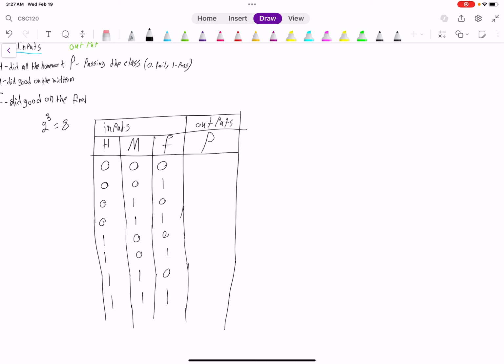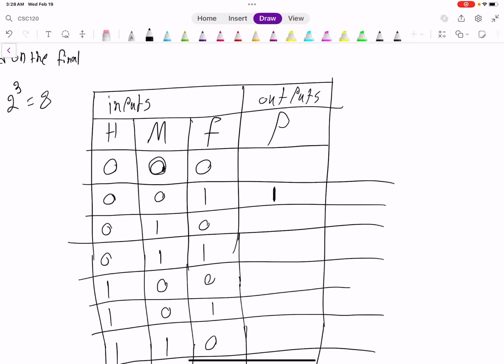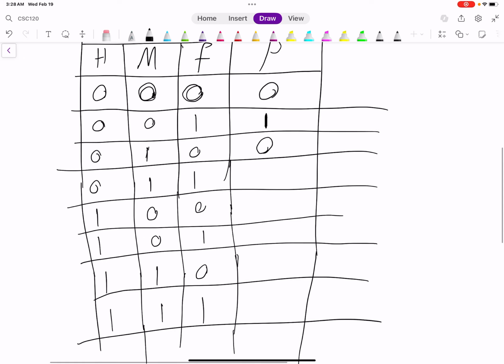So that being said, we know that if Jude passes the final exam just by itself, he's going to pass the class. So I'm going to put a 1 right here, which means he's going to pass the class. If he fails his homework and his midterm and his final, then he's not going to pass the class. If he does not do his homework and he does good on his midterm and bad on his final, he's not going to pass the class.